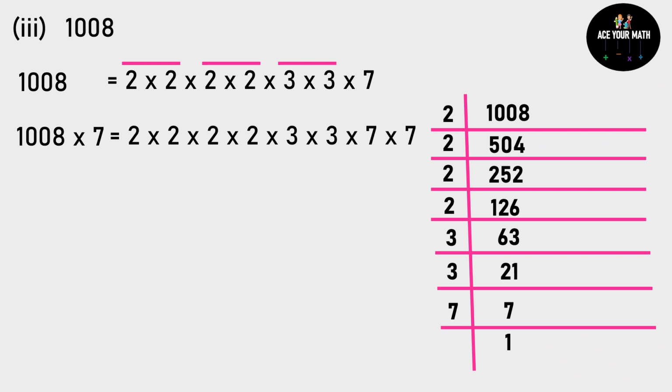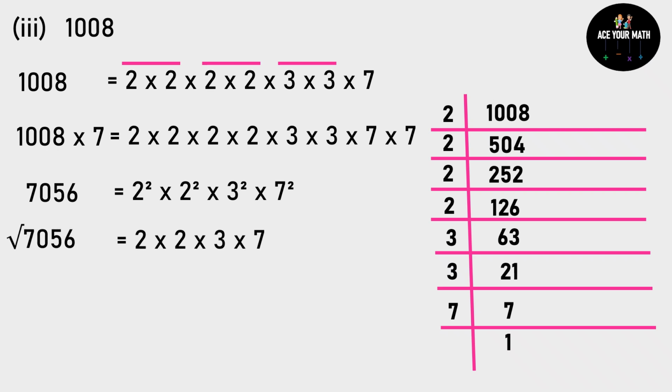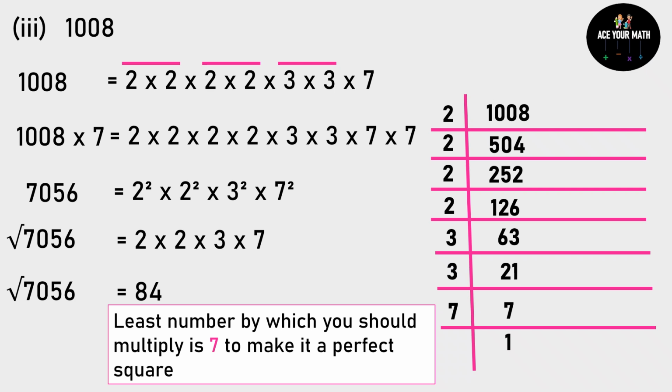Now 1008 multiplied by 7 gives you 7056 and on the right hand side, everything has a pair: 2 square multiplied by 2 square multiplied by 3 square multiplied by 7 square. Now find the square root of 7056. When you take the square root, all these factors, those which are in pairs, you will take only once. So the square root of 7056 is 84. Now by which least number did I multiply 1008? The least number by which I multiplied is 7 to make it a perfect square.